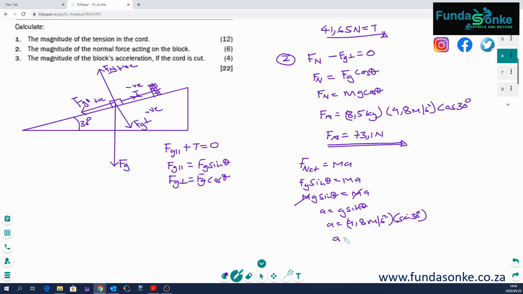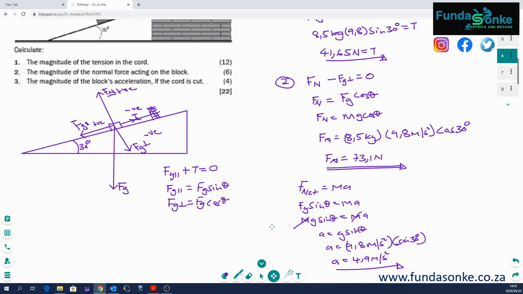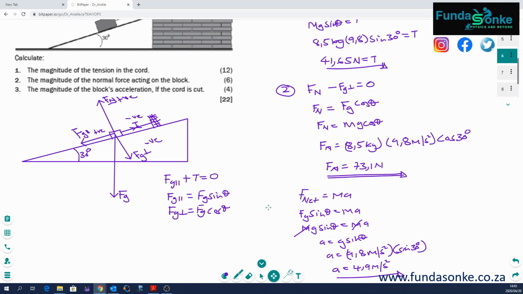Okay, therefore your acceleration will be equal to 4.9 meters per second squared, because your sine 30 degrees is equal to half, so half of 9.8 is 4.9 meters per second squared. So that's the acceleration when the string is cut or when the cord is cut. Okay, so this is the full calculation for that problem there.